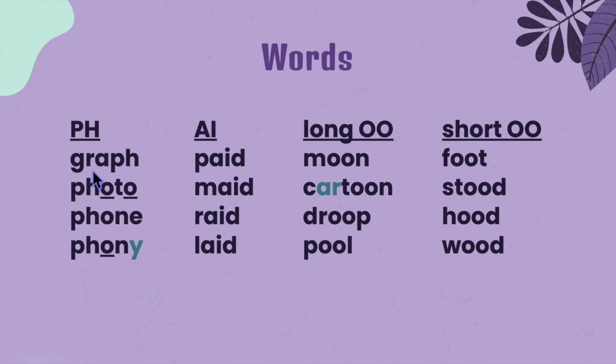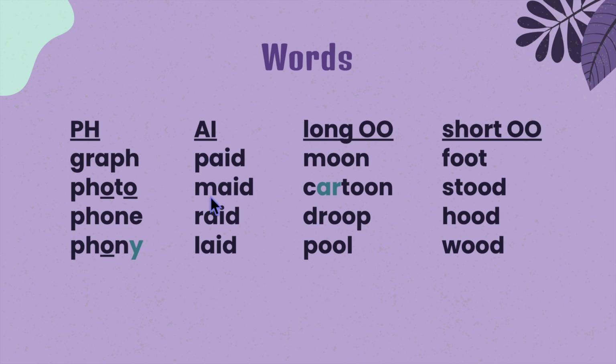Graph, photo. The silent E will make the O have its long sound. Phone. Right here, we've added a suffix. Y at the end of a word usually has a long E sound. This O will have its long sound. Phony.